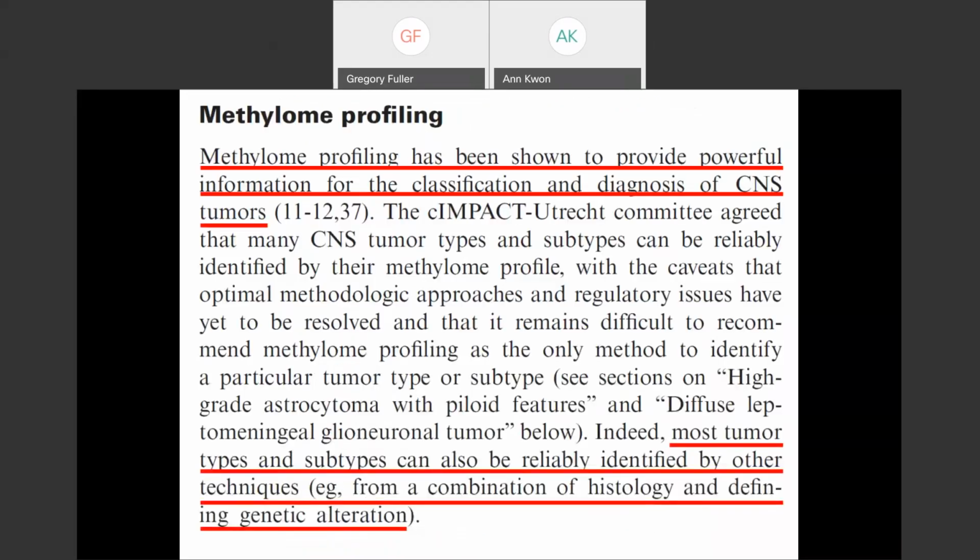All right, methylome profiling was addressed. The technique was addressed because it's such a hot thing. There's two conclusions. Methylome profiling has been shown to provide powerful information for classification and diagnosis. Go to the bottom. Most tumor types and subtypes can also be reliably identified by other techniques. For example, histology and defined genetic alterations. All right, and that's really good, that is true, because methylome profiling is a very esoteric technique confined mostly to major medical centers, to tertiary care academic institutions. It is not widely available in underserved countries, and the WHO classification and appropriate treatment of our patients in every country is important. So this is a good thing.